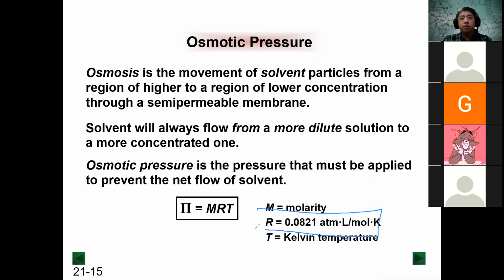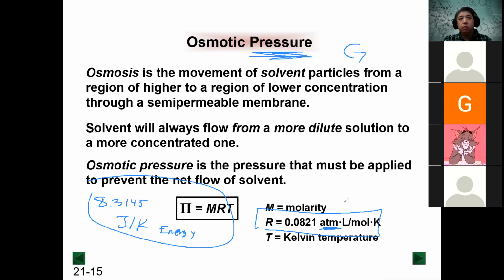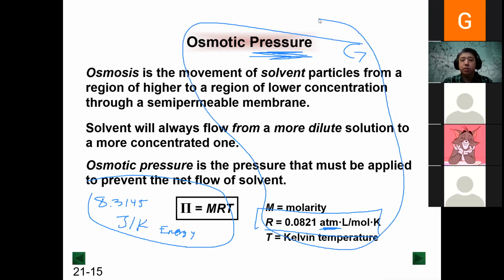And just to clarify about the R's here, okay? Anytime I'm dealing with pressure or gases, I am dealing with 0.0821 atm. That's another hint telling you that this is the pressure of a gas. If I am looking at 8.3145, this is joules per Kelvin. So in other words, this is dealing with energy. So one of these deals with energy, one of these deals with pressure and gases. So make sure you know which one is which.